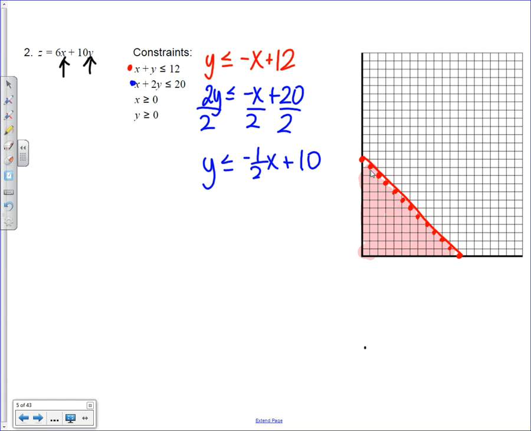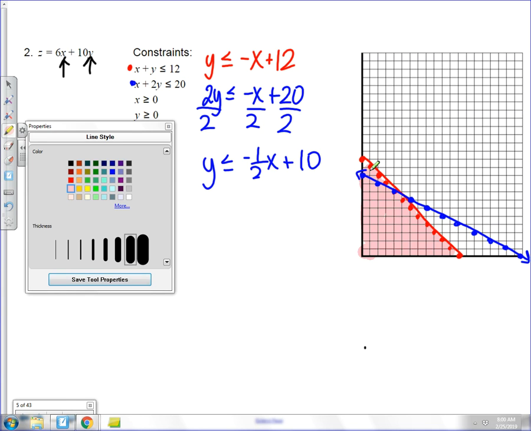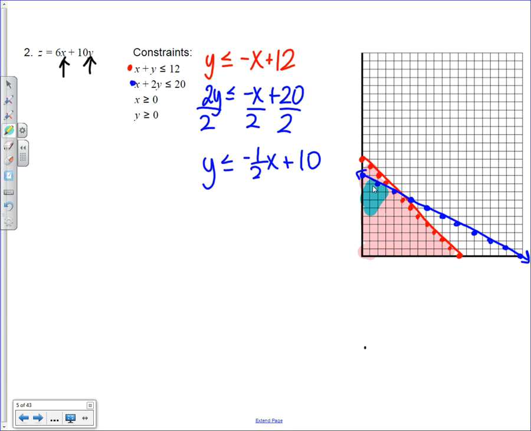Start at the 10, which would be right here. And we have to go down 1, right 2. Down 1, right 2. Down 1, right 2. And we can continue all this over till we get to that corner. And this will also be a solid line, which will look something like this. And again, we wanted to shade below this, which would be down here. So it looks like the overlapping part is this shape right here.